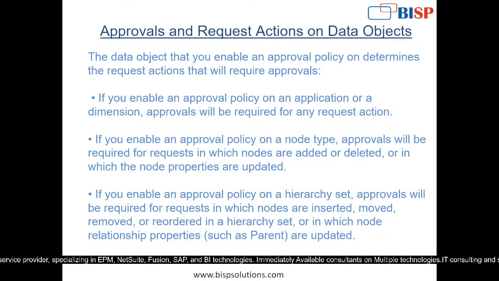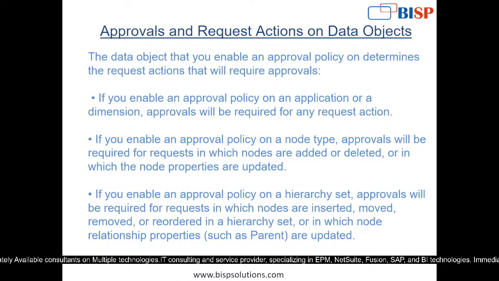Okay, then we have approval and request action on data objects. The data object that you enable an approval policy on determines the request action that will require approval. So if you enable an approval policy on an application or dimension, approval will be required for any action. I mean, when you make a request and perform any action, the approval policy will trigger.